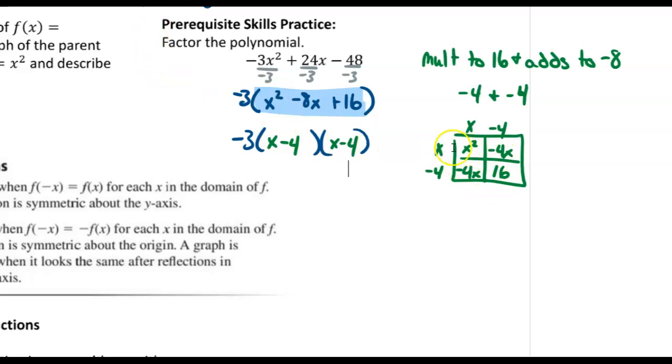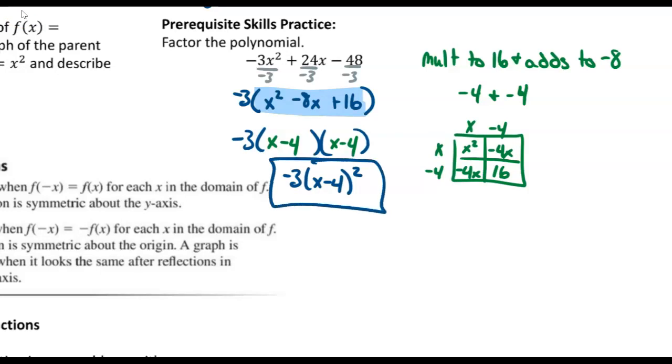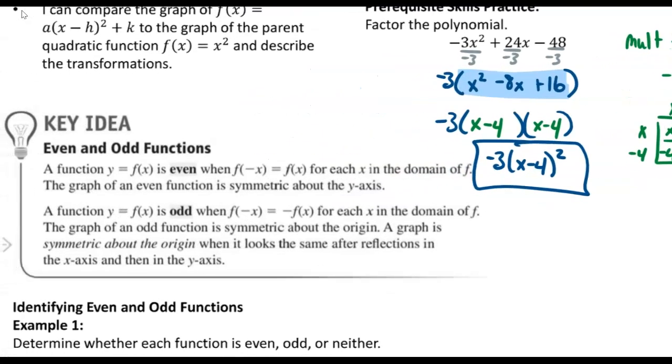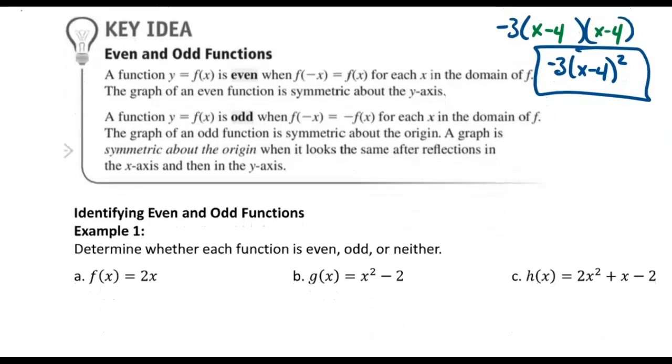So we factored out the GCF and we had x minus 4 and x minus 4. So we wrote those as factors. That can also be rewritten as -3 times (x minus 4) squared. And that would be our answer. Okay, let's learn even and odd functions. That's going to be focused on this video, and then we'll start a different video for graphing.